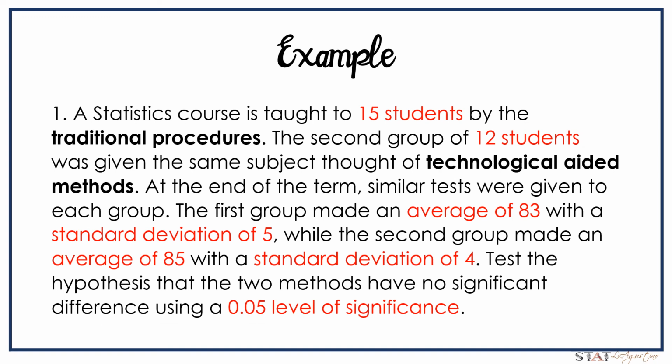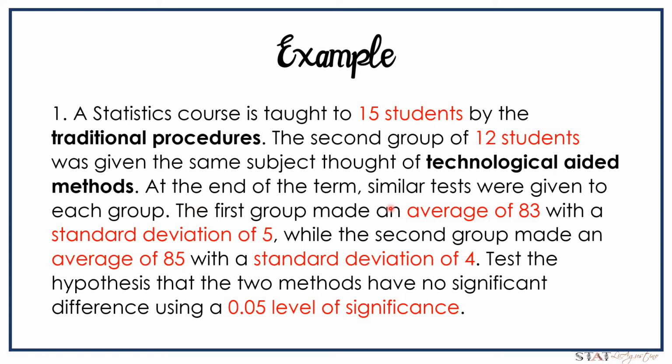So let's have some example. A statistics course is taught to 15 students by a traditional procedure. So that's one group. Students have undergone this traditional procedure. And then a second group of 12 students was given the same subject taught with technology-aided methods.